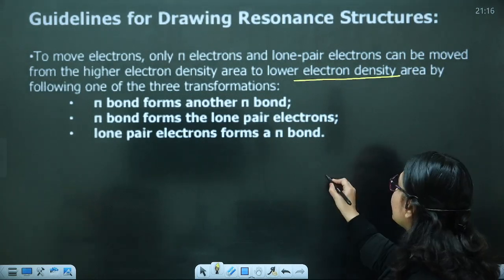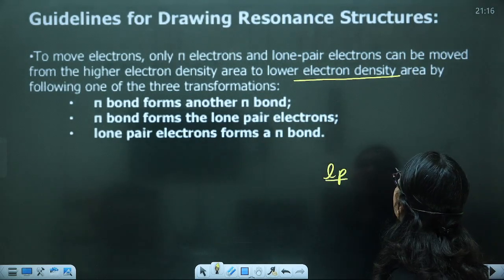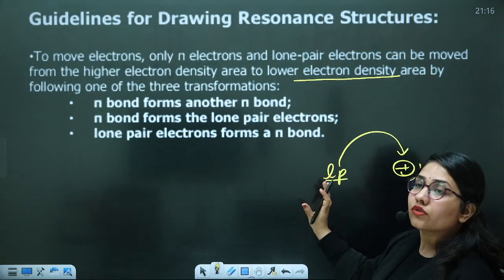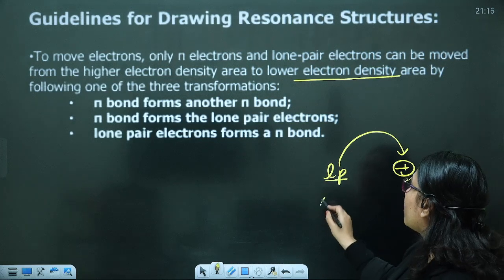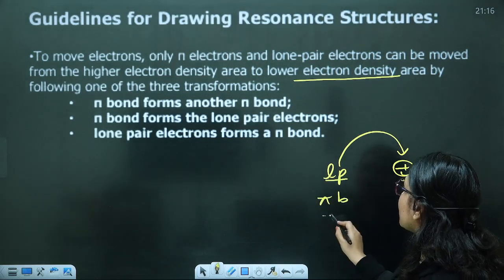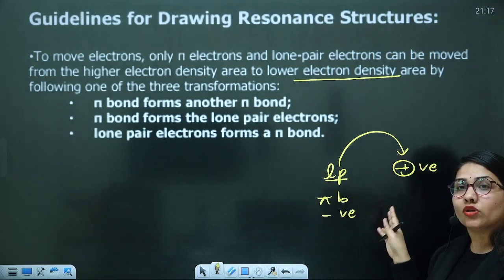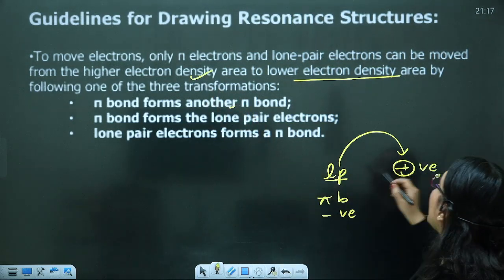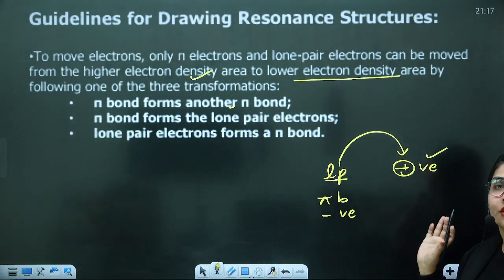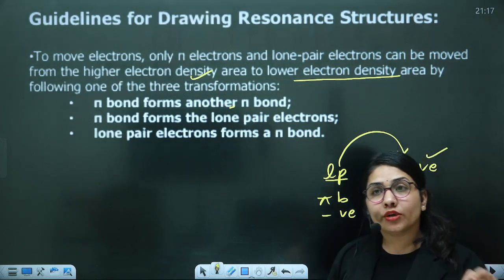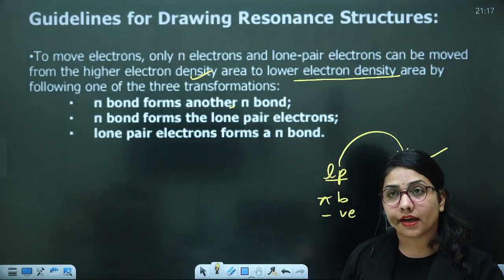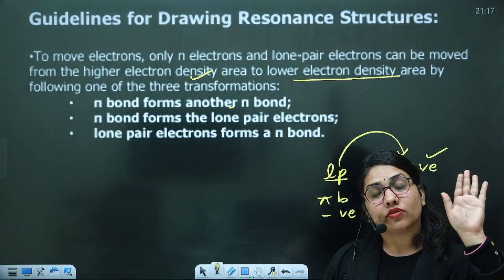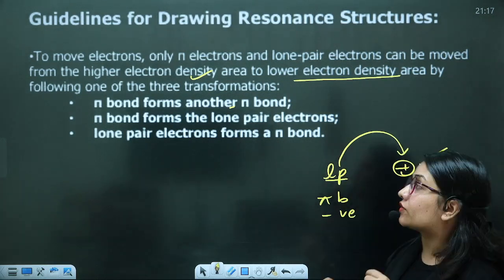It means, simply, that when the lone pair was there and the positive charge was there, we were moving the electrons from the lone pair to the positive charge, or from the pi bond to the positive charge, or from the negative charge to the positive charge. Why? Because these were areas of high electron density and this is the area of low electron density. So there will always be movement of pi electrons or lone pair electrons from the area of higher electron density to the area of lower electron density.